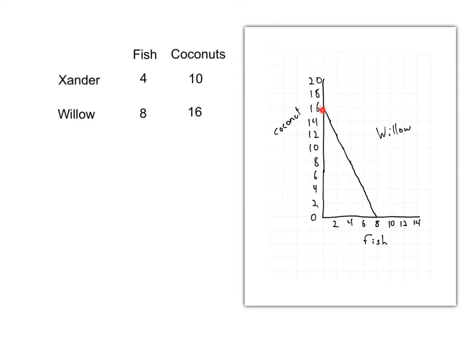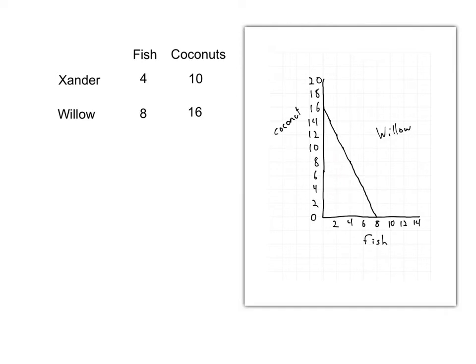Willow can either produce 16 coconuts, or she faces a series of trade-offs, so she can produce, let's say, 2 fish and 12 coconuts. And the series of trade-offs continues all the way until she gets to 8 fish, 0 coconuts. Notice she could produce anywhere below this line if she wanted, but that's not very efficient, right?